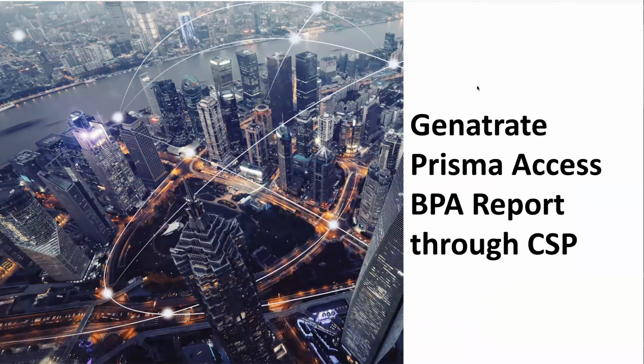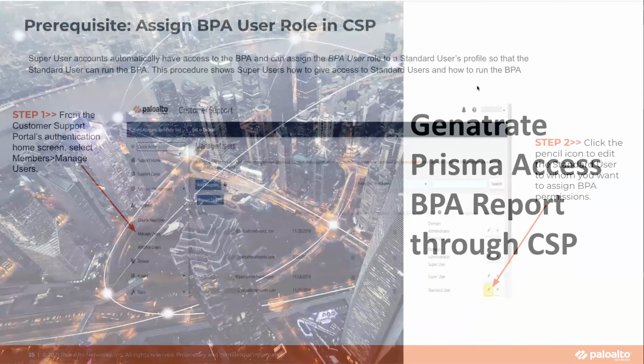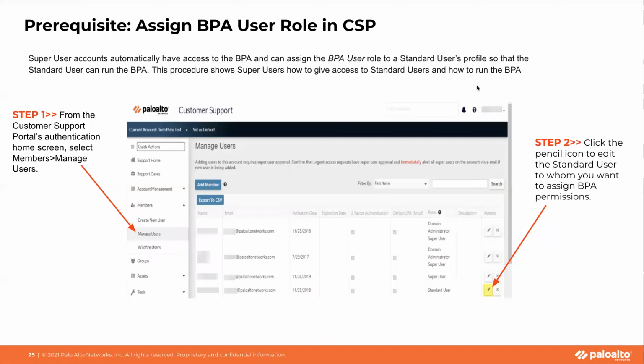So, how you can generate the report through your customer support portal account, the CSP. Before you move to generate the report, first of all, make sure that whoever the user is running the BP report has the proper privileges or permissions assigned to run it. Super users and domain administrators can run the BP report. But if a standard user is not able to run it, you need to assign the BP role to the user so that he can run the BP report.